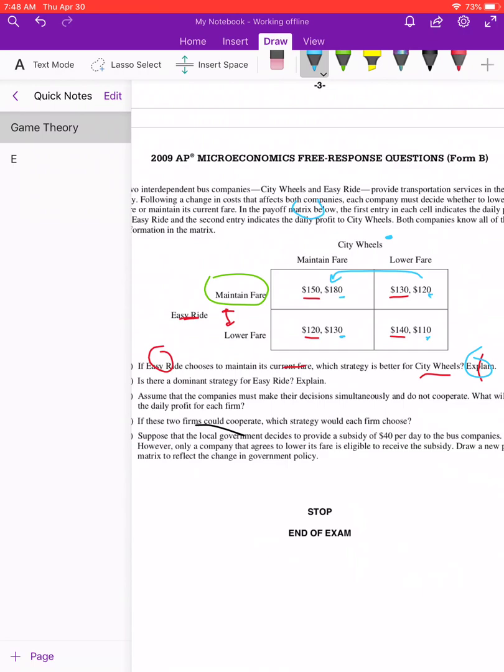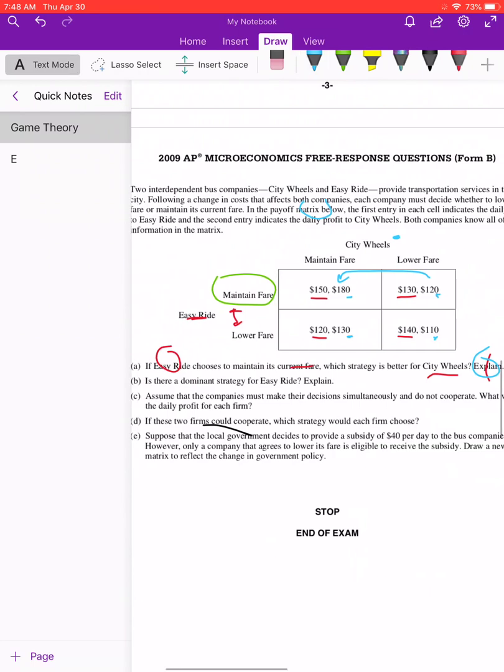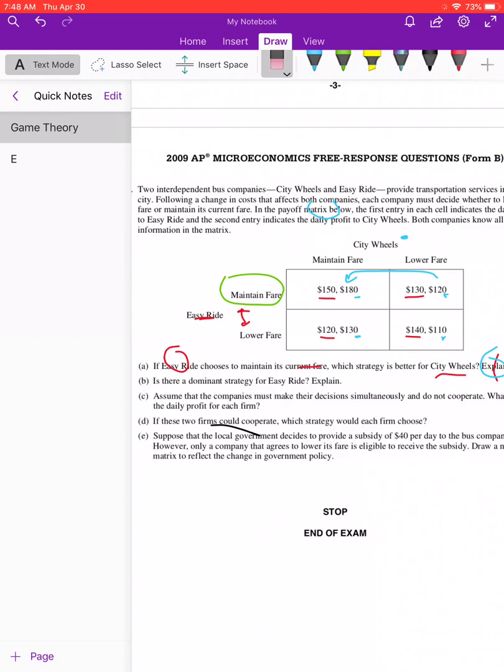When it says explain on the modern test, they're going to say explain using the numbers in the matrix. So you're going to want to say City Wheels will maintain its fare at 180 because if they lower their fare, their profit would fall to 120. And that's your answer. So next then, letter B, it says, is there a dominant strategy for Easy Ride?